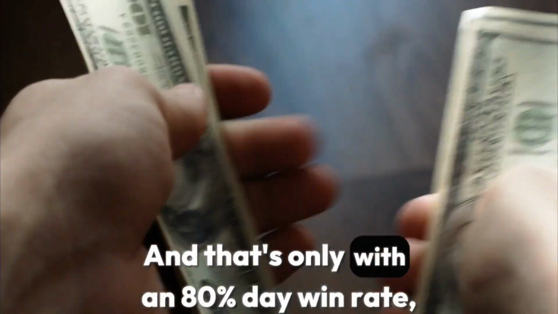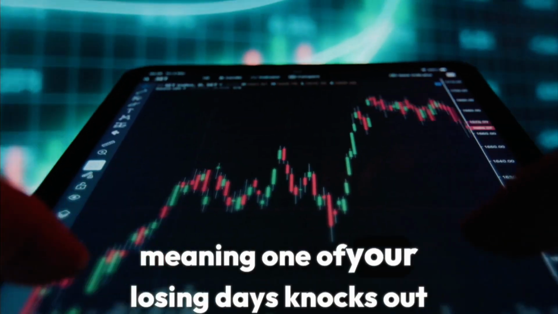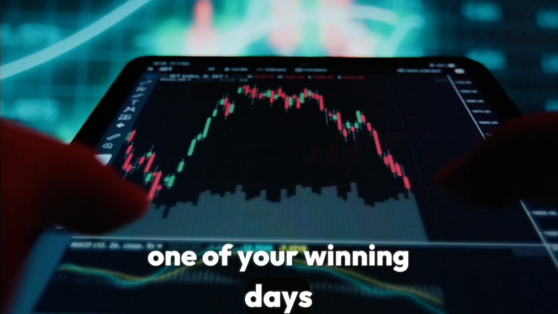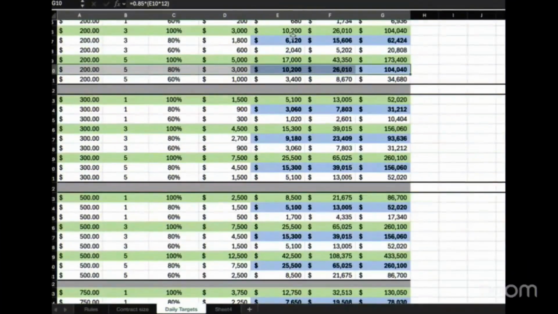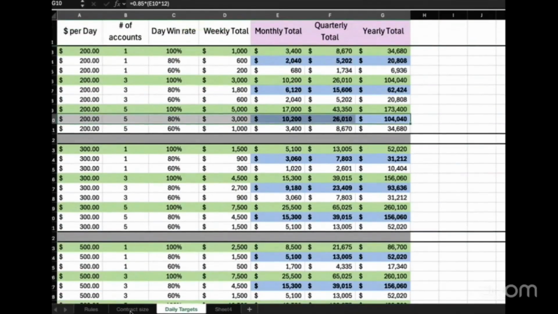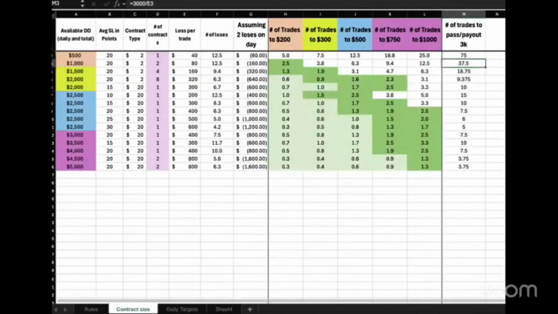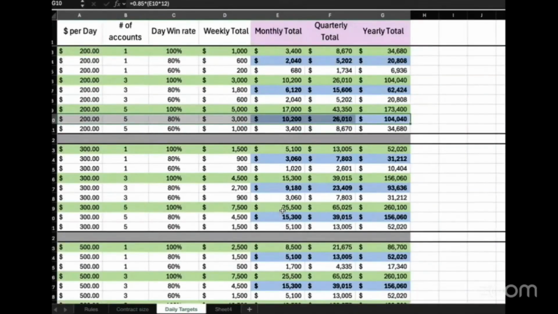And that's only with an 80% day win rate, meaning one of your losing days knocks out one of your winning days and you're actually only having 3 days in the week. And this is already factoring in that we don't trade every day, there's some news days, and so on. I do need to factor in percentages for the 90-10 and 80-20 splits. I do need to factor in something for fees, probably more accurately here. But this is cool to me. This is a lot, you guys.